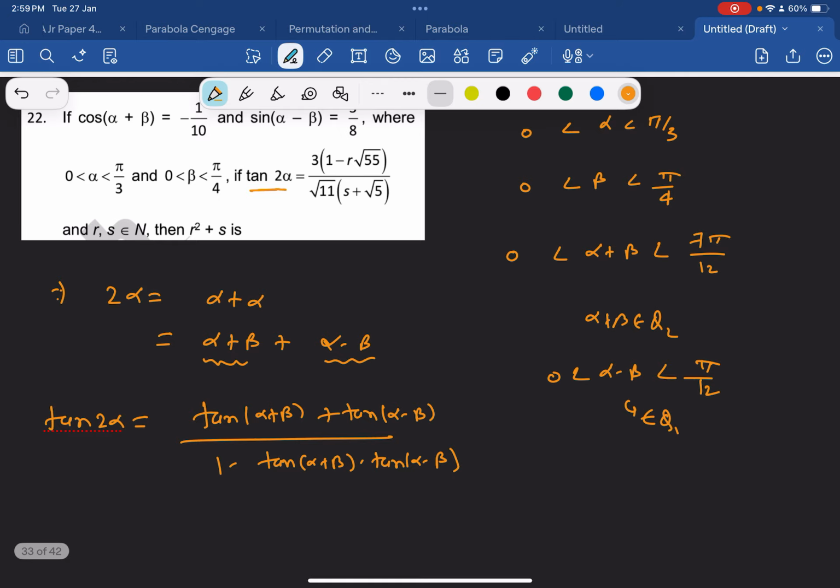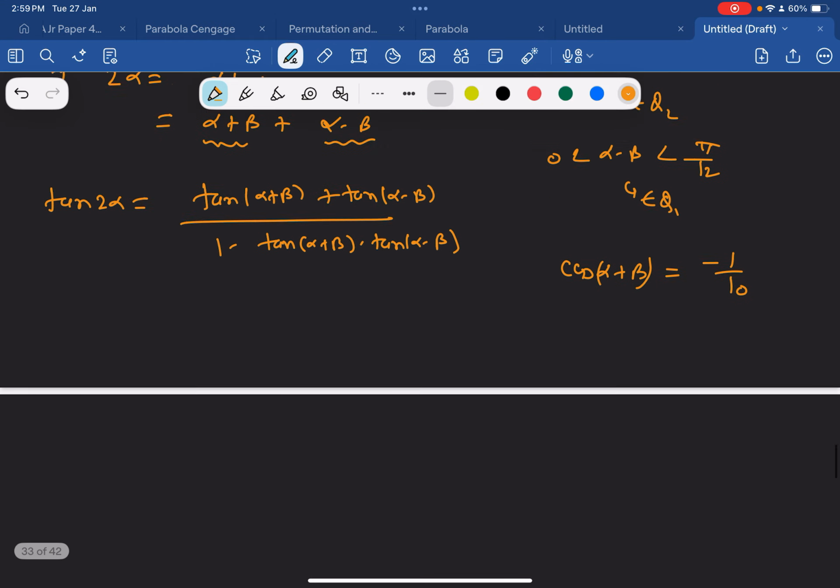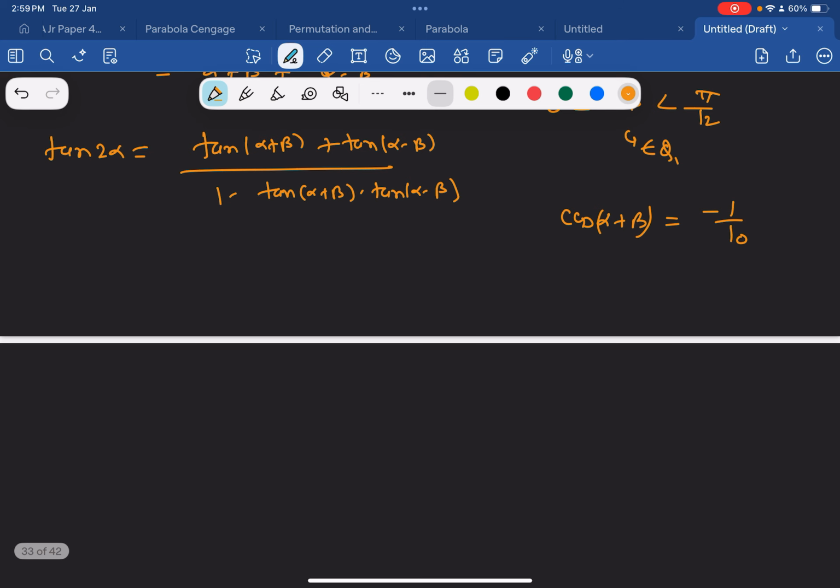So the question is how to find tan(alpha plus beta). Obviously we know cos(alpha plus beta) is minus 1 by 10. Do not bother about the negative sign because we already know it's in the second quadrant, so tan(alpha plus beta) will also be negative. So if you see, this will be 1, this will be 10, so 100 minus 1, 99, so root 99. So we are going to get minus root 99.